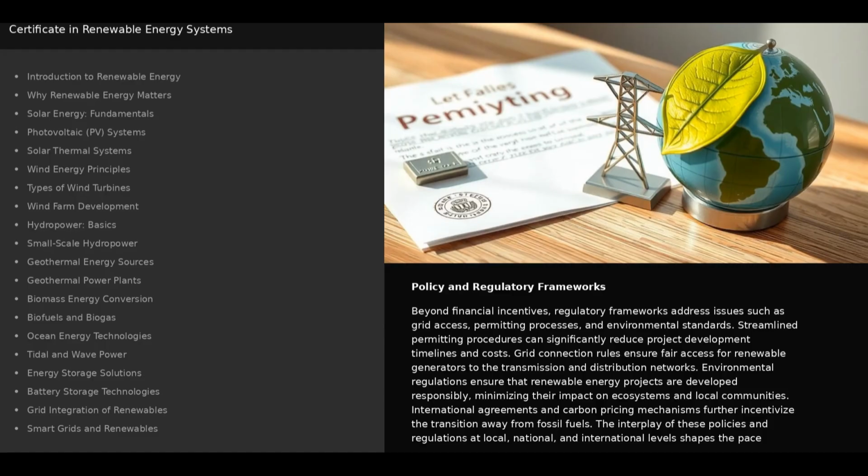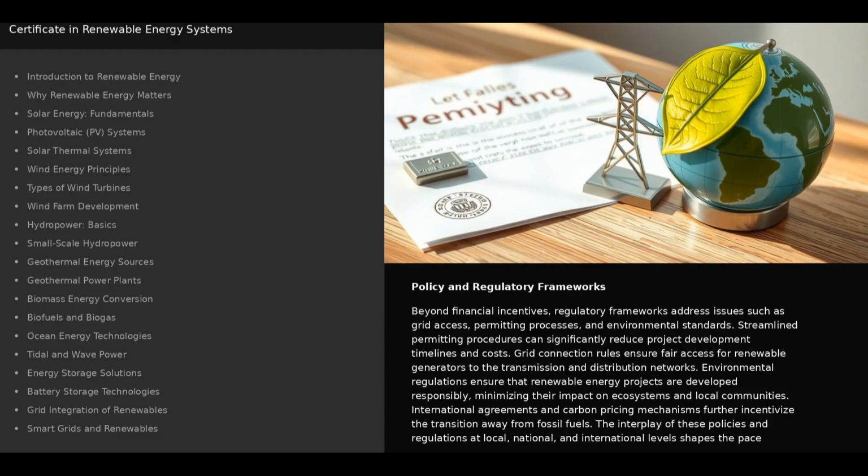Beyond financial incentives, regulatory frameworks address issues such as grid access, permitting processes, and environmental standards. Streamlined permitting procedures can significantly reduce project development timelines and costs. Grid connection rules ensure fair access for renewable generators to the transmission and distribution networks. Environmental regulations ensure that renewable energy projects are developed responsibly, minimizing their impact on ecosystems and local communities.